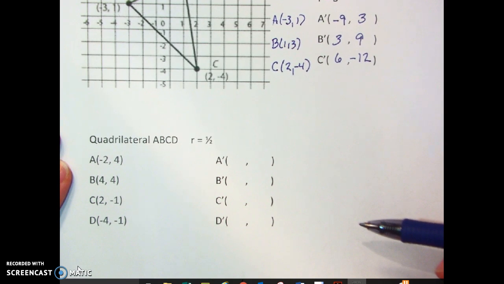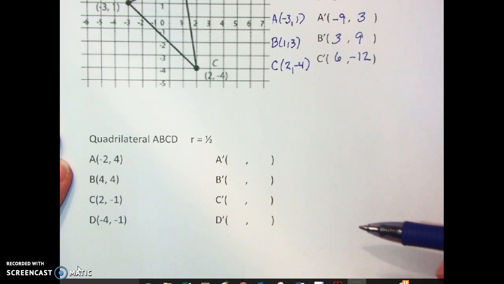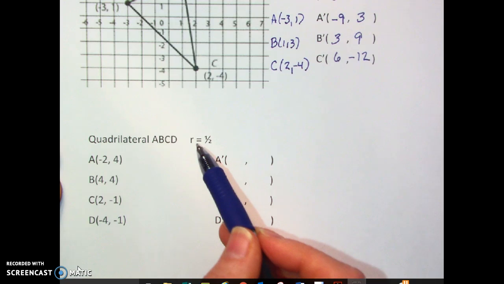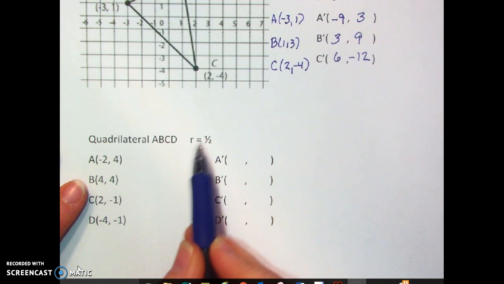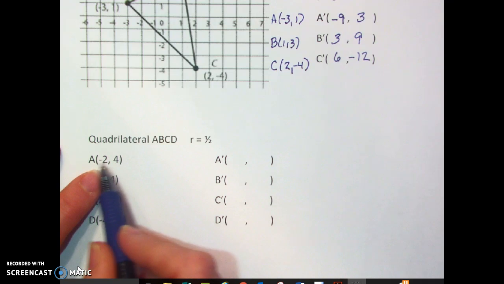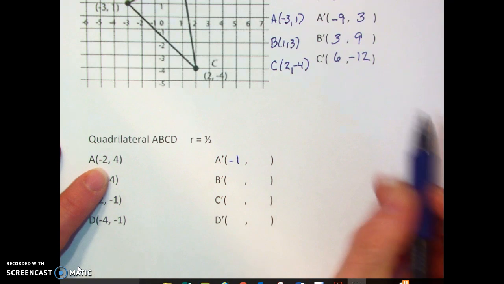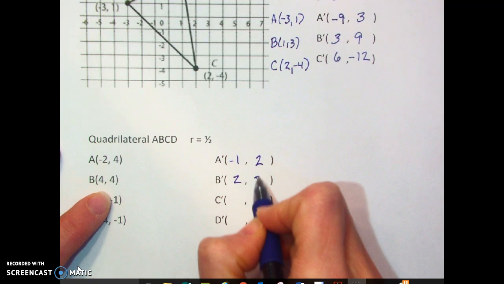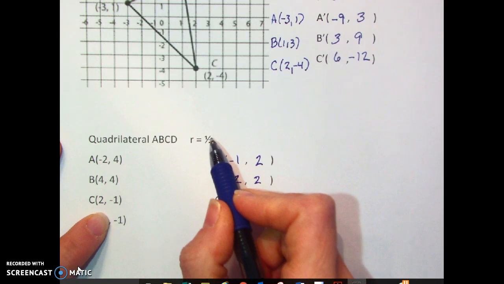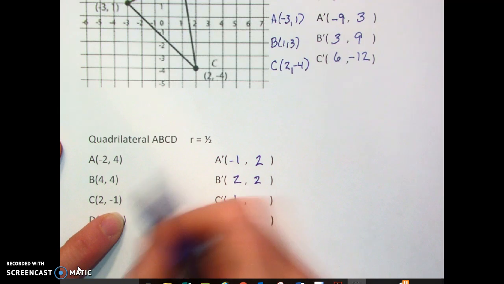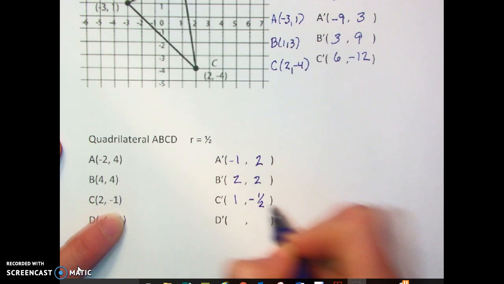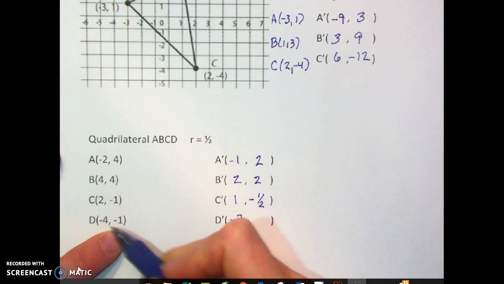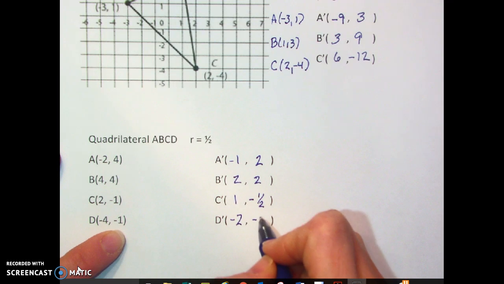And finally, sometimes they want us to dilate an object and it doesn't have a graph. It's not drawn at all. So here's the original image, and then here's our scale factor. So we're going to take each of these numbers times 1/2 and write them down over here. So -2 times 1/2 would be -1. 4 times 1/2 would be 2. 4 times 1/2 again would be 2, 2. 2 times 1/2 would just be 1. -1 times 1/2 would be -1/2. -4 times 1/2 would be -2. And -1 times 1/2 would be -1/2.